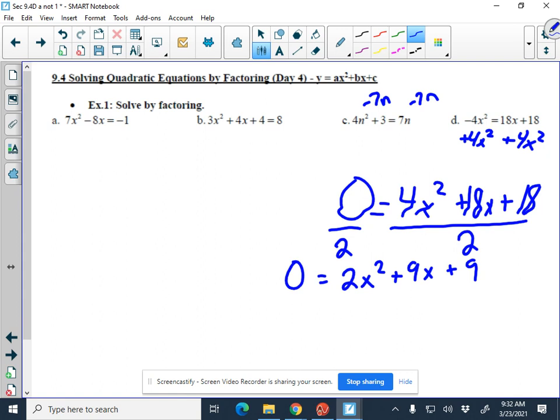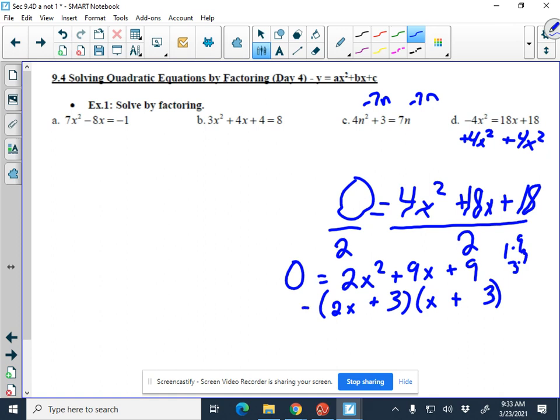Now, 2x squared would be 2x and x. 9 is either 1 and 9 or 3 and 3. I always say start in the closest pair, so I go 3 and 3. Now, if you multiply these outside 2, what's that going to be? How many x? 6 and 3. Will that get us 9? Can you see it? Okay.